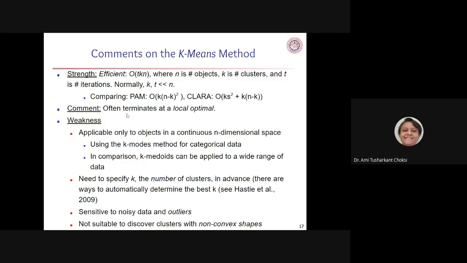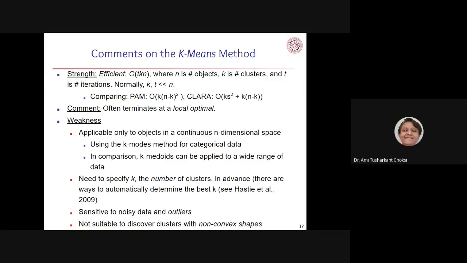So what we commonly say is that it often terminates at a local optimum, right? What is the weakness of this algorithm? It is applicable only to objects in a continuous n-dimensional space, using the K-modes method for categorical data. In comparison, K-medoids can be applied to a wide range of data, right?